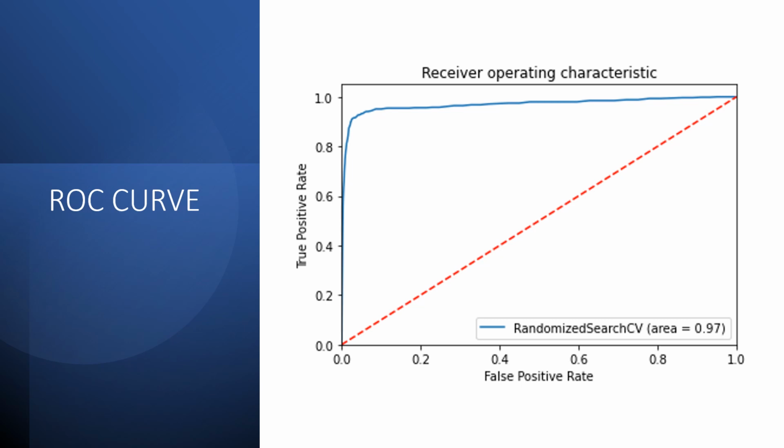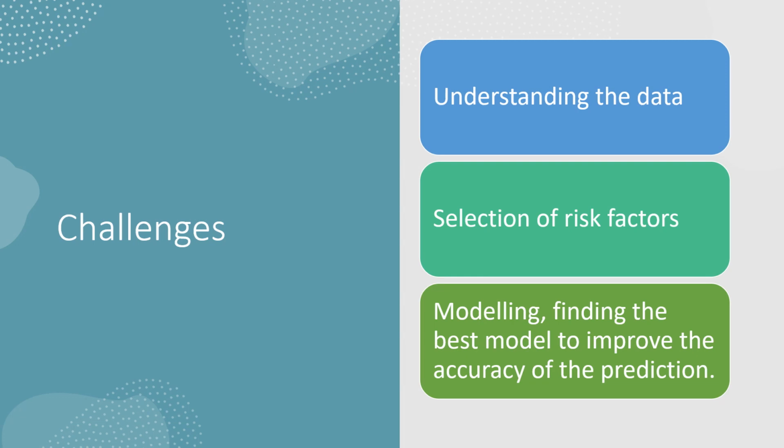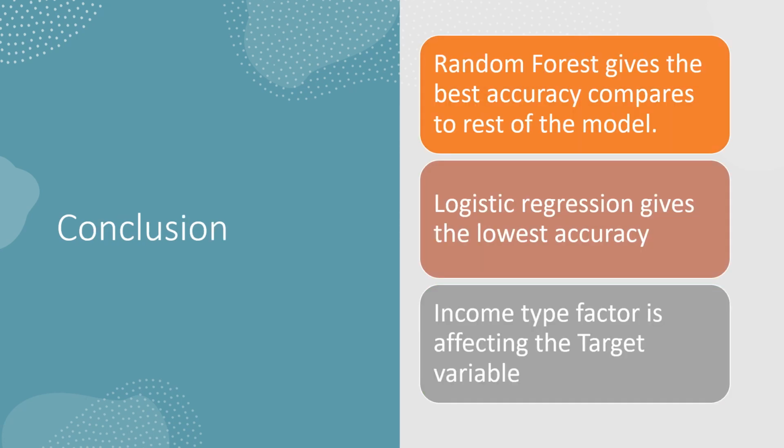And coming to the challenges I faced in this project: understanding the data, where days employed and days birth were the most challenging columns, which I learned about in this project. Also the selection of risk factors, and modeling, finding the best model to improve the accuracy of the prediction. And coming to the conclusion, random forest gives the best accuracy, which is 94%.